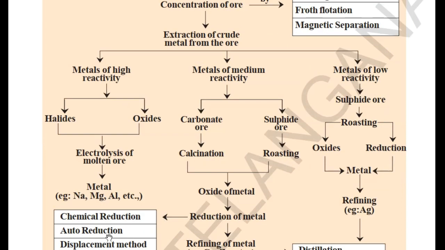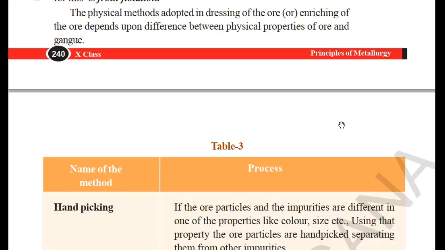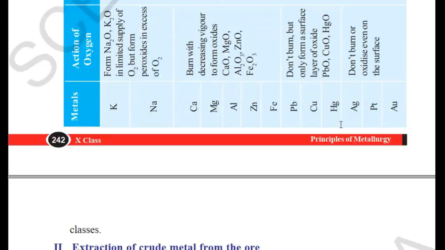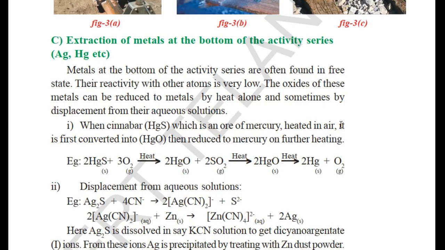After that we have an oxidation process for a different one. So now we have seen the thermite process. Next we will learn about metals of low reactivity, which are sulfide ores. Here we have only one process, roasting. Metals at the bottom of the series are very less reactive. The oxides of these metals can be reduced to metal by heating alone. So we will be heating them alone.